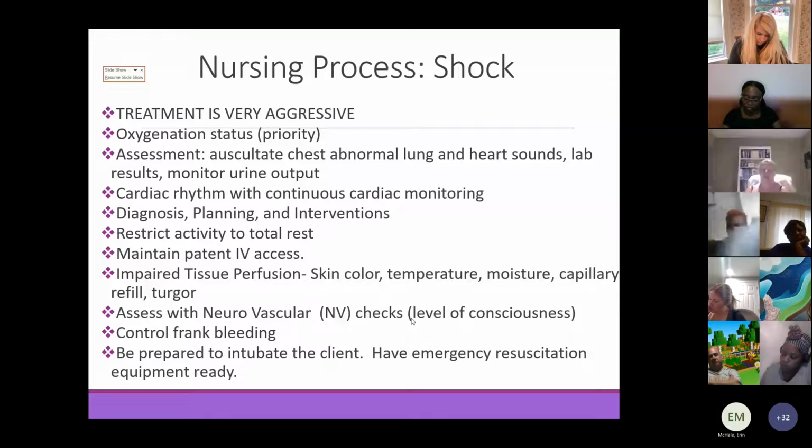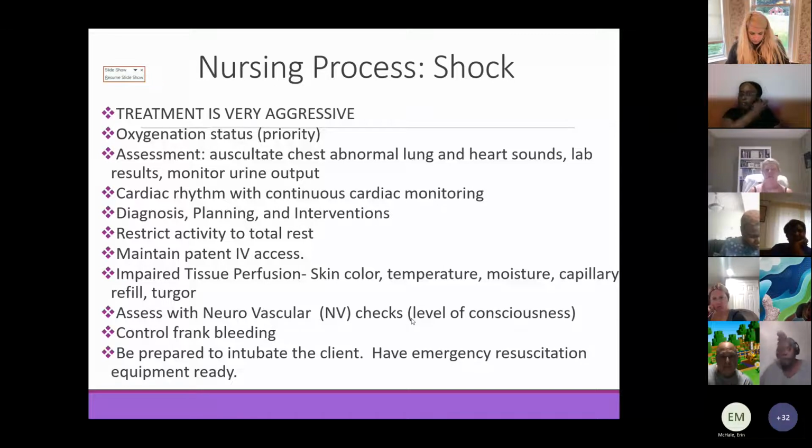We're going to be monitoring their skin color, right? Is it nice and pink, which means it's adequately perfused, or is our body starting to shunt blood to the places where it really needs it? And now our lips may be blue, our face may be pale. What's our temperature? We may have a subnormal temperature, so it's lower than normal, which means things are really progressing, or maybe we're just in the initial stages and we have a high temperature. Capillary refill, skin turgor. We're definitely going to want to do neurovascular checks as well.